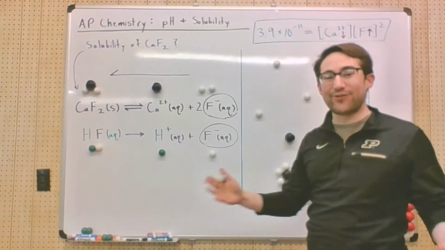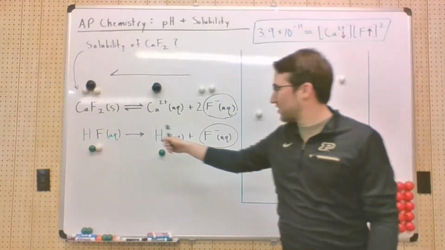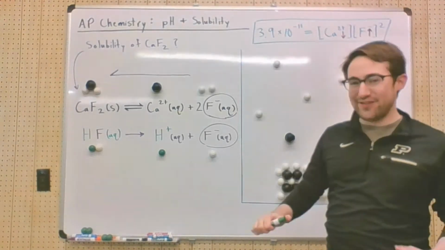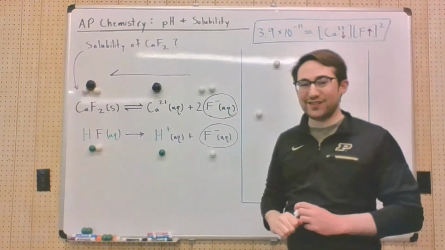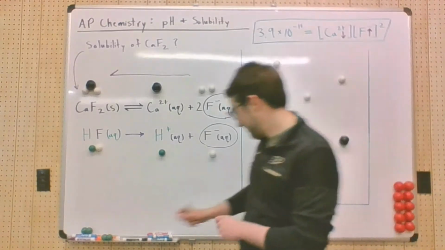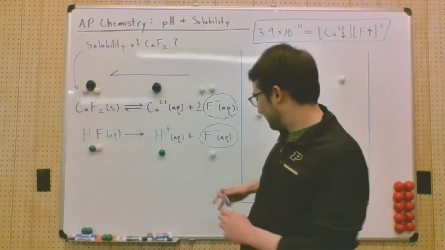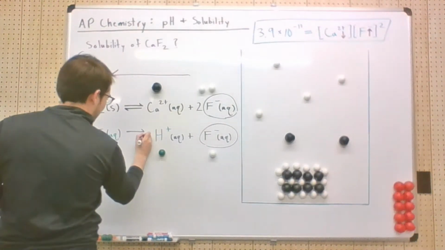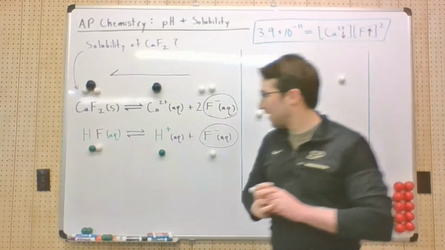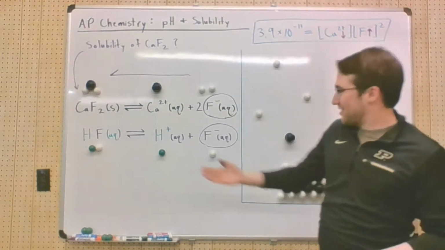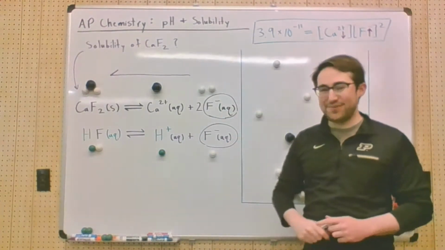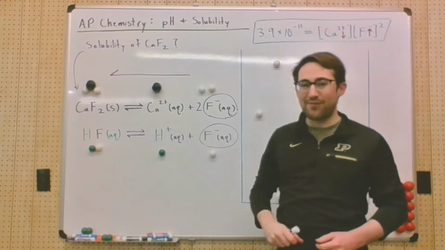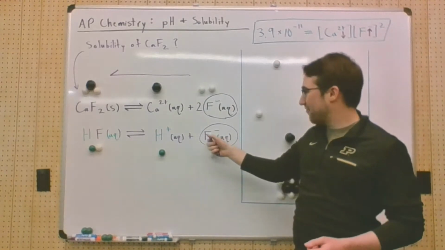HF is the molecular form of the acid in solution, and it can dissociate into H plus and F minus, but this is only a partial dissociation. A lot of it sticks around as HF. So this is another equilibrium. Now, what's the same is we are still adding a common ion, okay? The H plus itself does not directly affect how much CaF2 there is, but the F minus that comes along with it does.